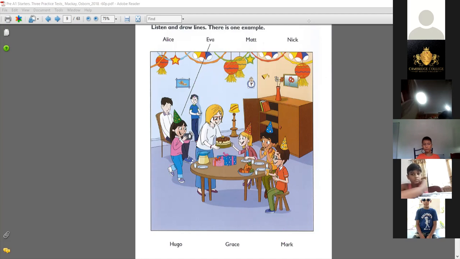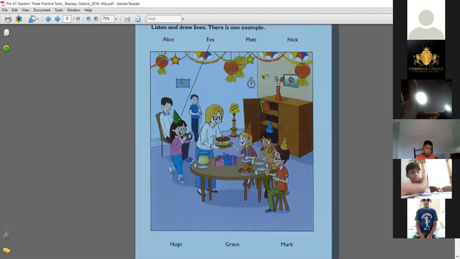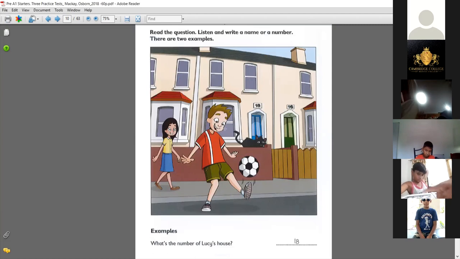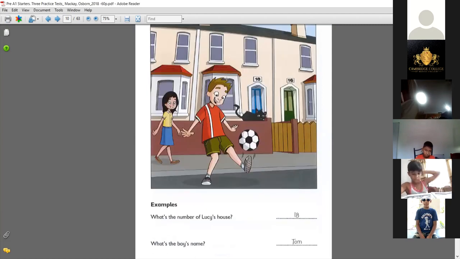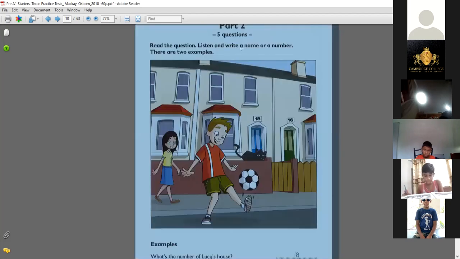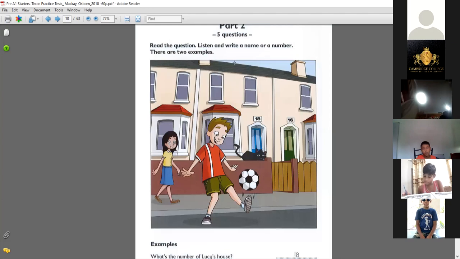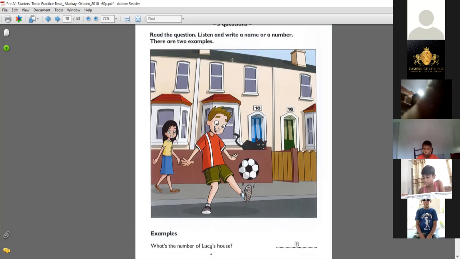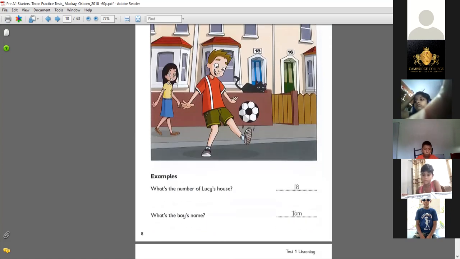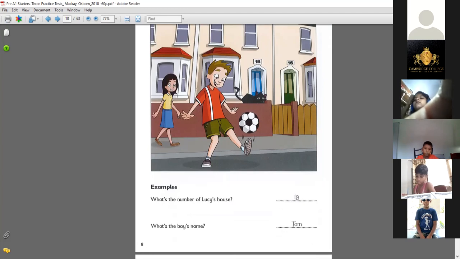All right, let's move to the second part. This is part two. In part two, you have two examples. Part two, specially, you write a name or a number. If it is a name, you say the spellings. Numbers do not need spellings. You want to do it by yourself. So read the question, listen and write a number or a name. There are two examples. First, you can hear two examples.